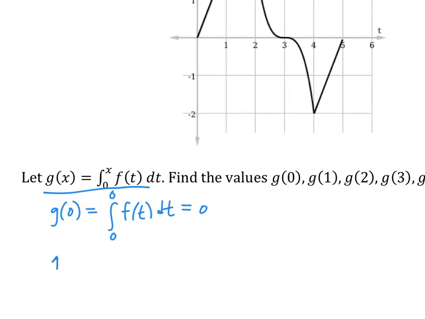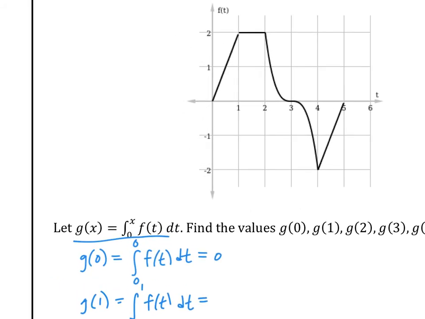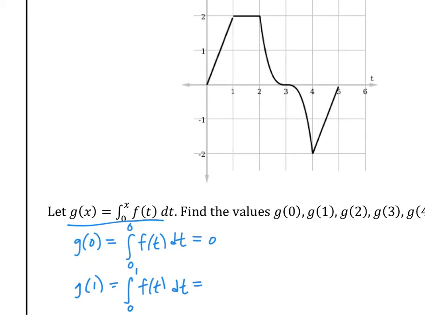Okay, next, g of 1. g of 1, again, just means put 1 in for x. So 0 to 1, f of t dt. All right, so what does that actually mean? g of 1 means what? Just from 0 to 1. The area from 0 to 1, right? So what do you guys think that is? 1. Yes, so just look at the graph and evaluate. g of 2. Integral from 0 to 2, f of t dt.